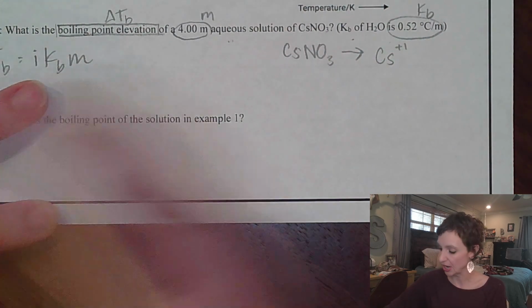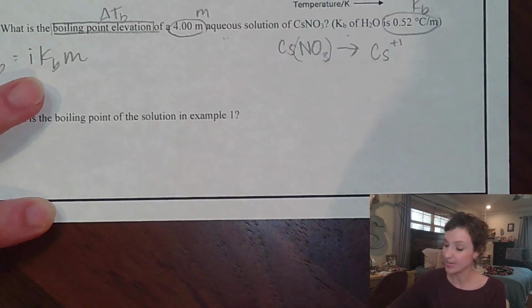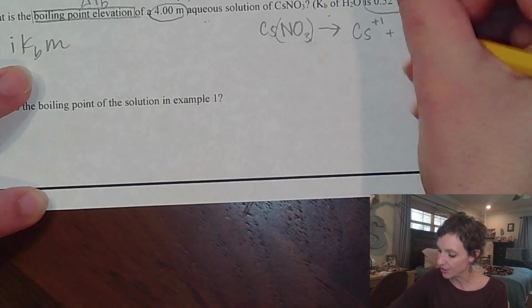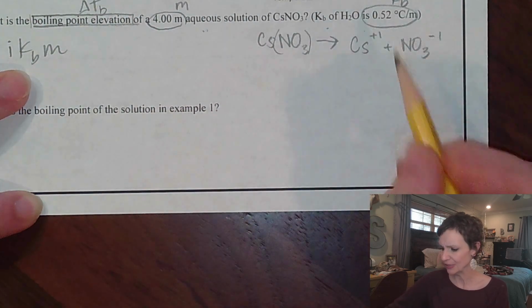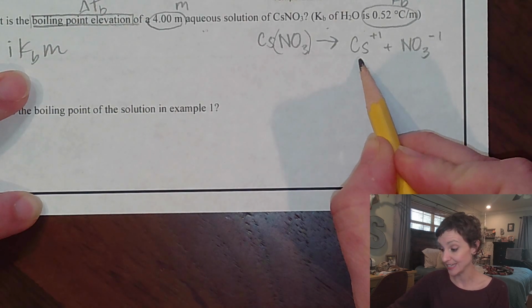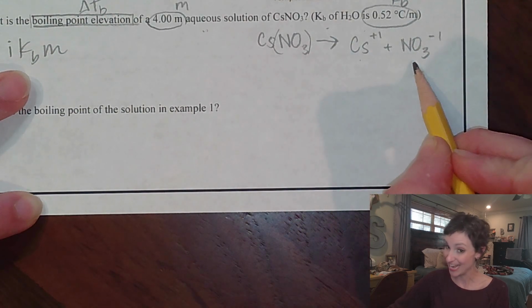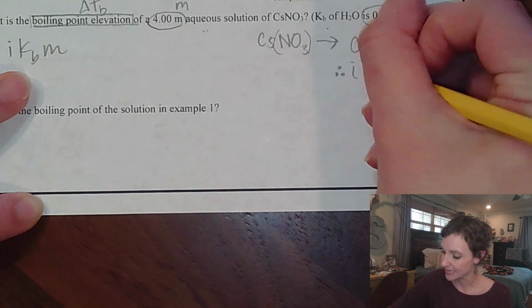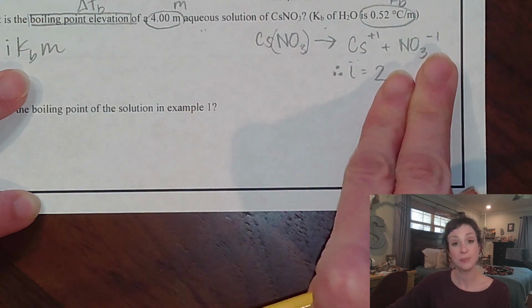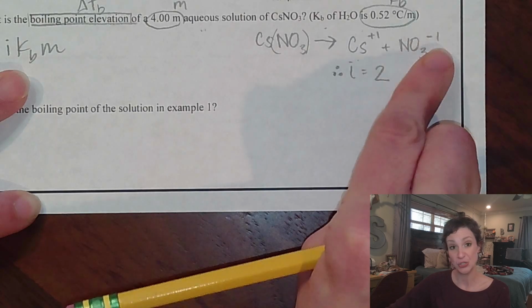He's a +1 charge. And as a reminder, nitrate's a polyatomic ion, so that entire thing will dissociate as one thing with a -1 charge. So it looks like I have 1 positive cesium particle and 1 negative nitrate particle. Therefore, we could say my i value is equal to 2. So this specific ionic compound dissociates into 2 particles in solution.